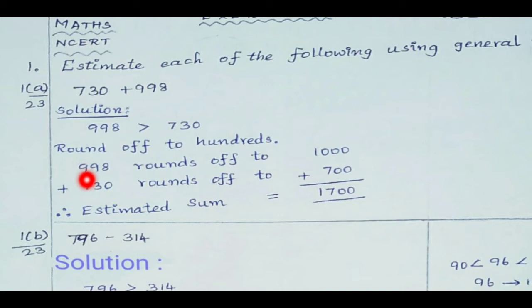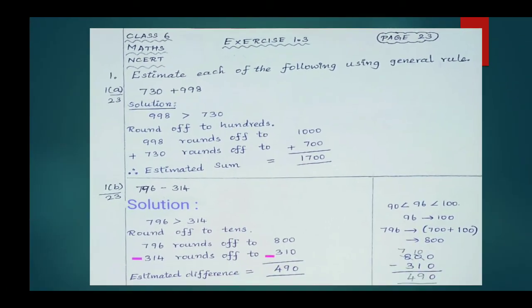To add 998 and 730, we have to add the rounded off numbers 1000 and 700. So what do you get? 0 plus 0, 0. Again 0 plus 0, 0. Next is 0 plus 7, 7, 1. So 1700 is the estimated sum. We didn't do the actual sum. We have estimated the given numbers and then we did adding. So the answer is not the actual sum. This is the estimated sum. Okay.